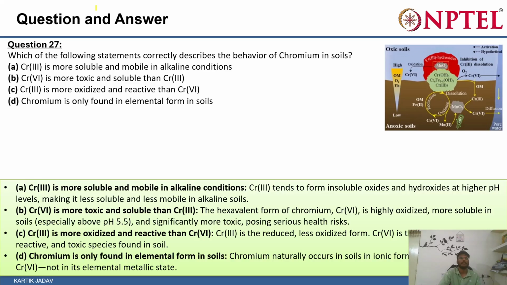Question number 27. Which of the following statements correctly describes the behavior of chromium in soil? We know that chromium 3 tends to form insoluble oxides and hydroxides at higher pH levels, making them less soluble, not more.